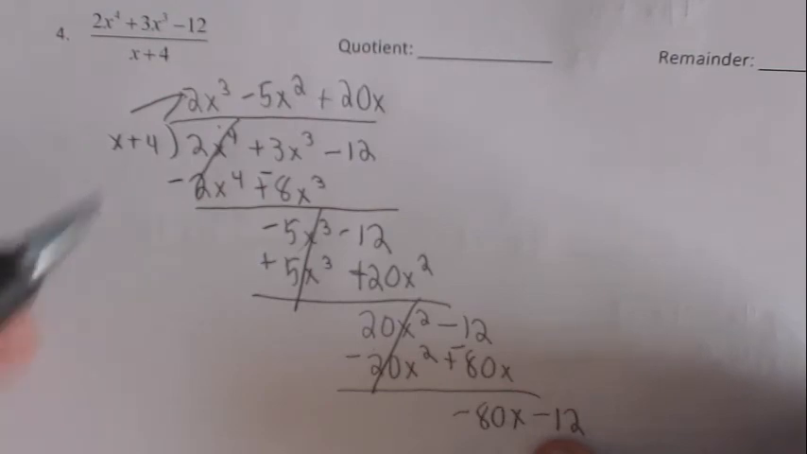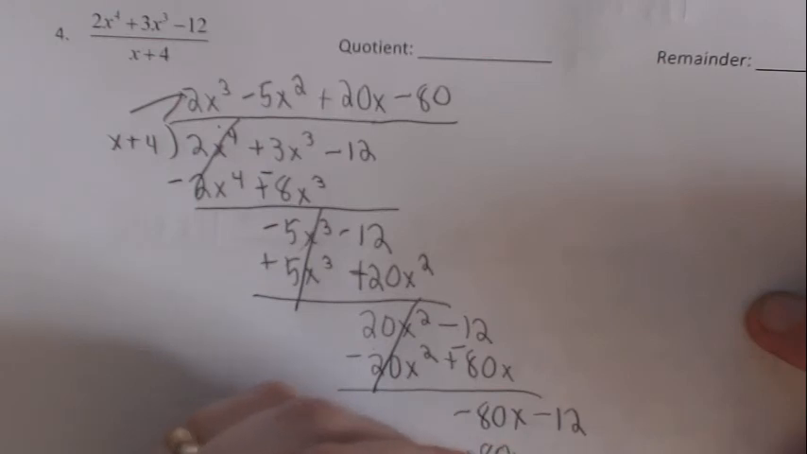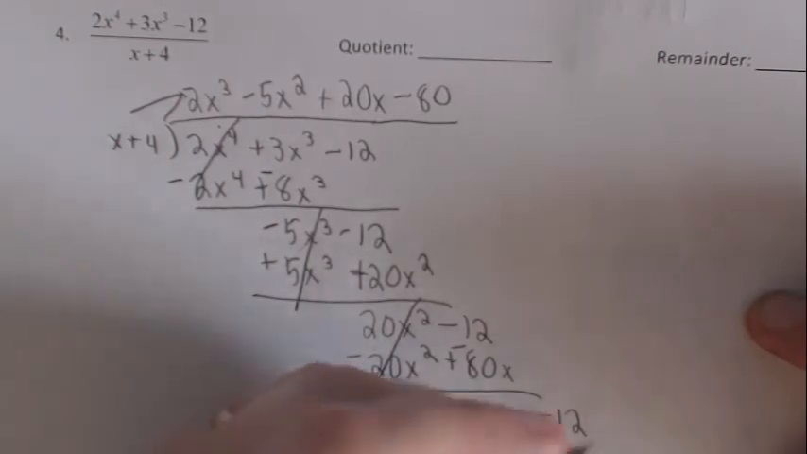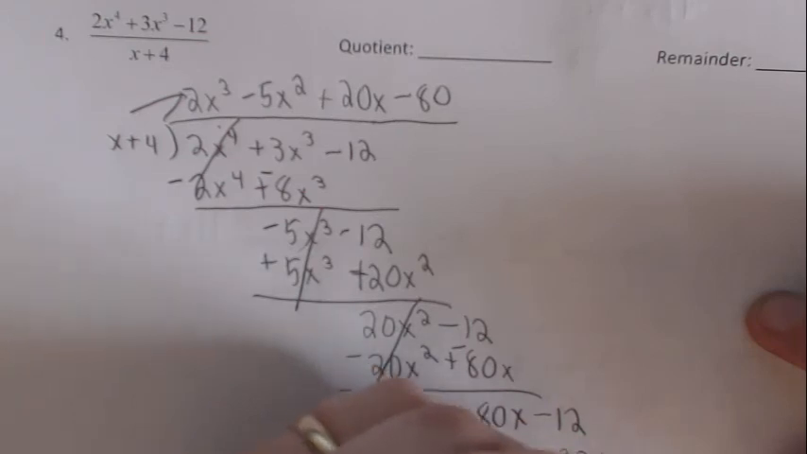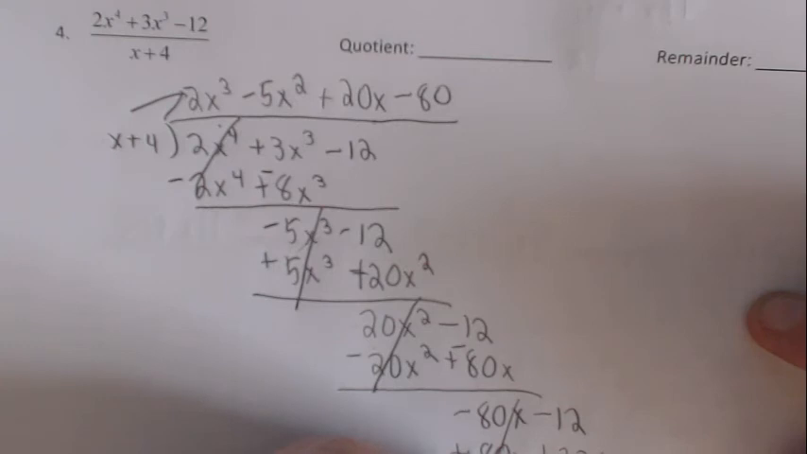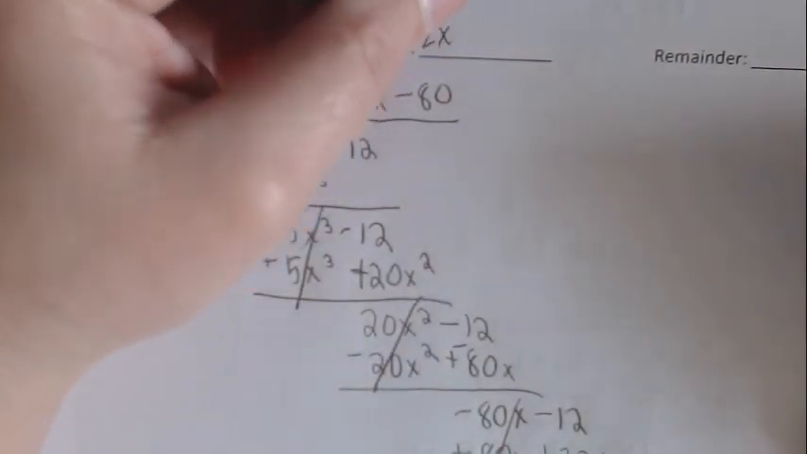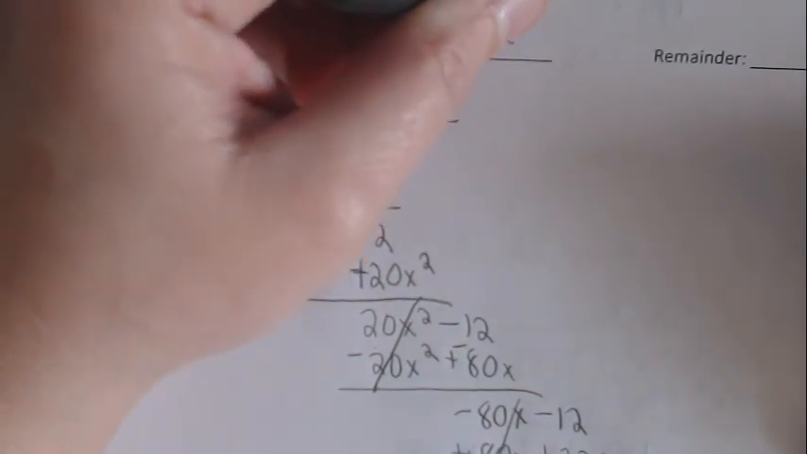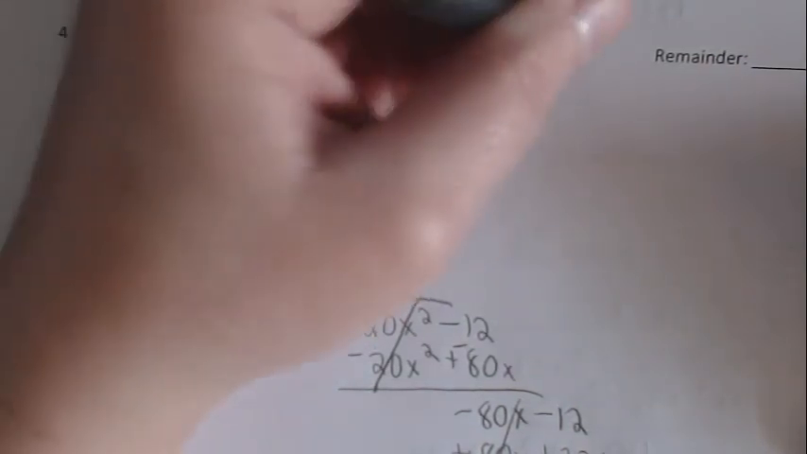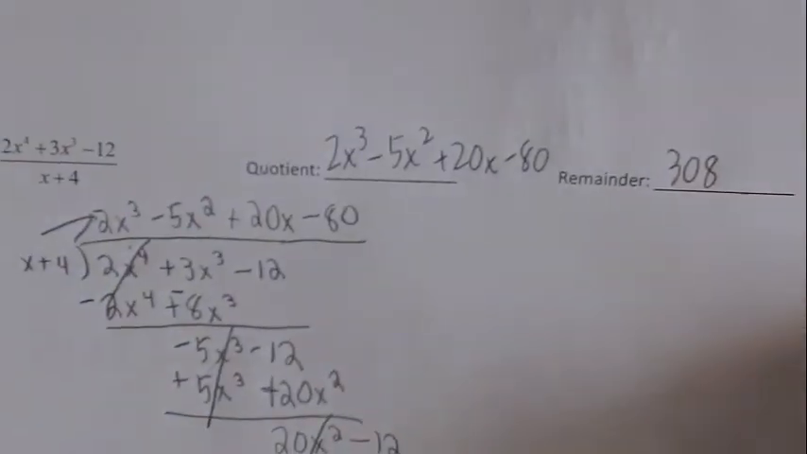Negative 80x divided by x is negative 80. Negative 80 times x is negative 80x. Negative 80 times 4 is negative 320. Draw your line, change the sign, cancels. 320 minus 12 is 308. Positive. Degree 0, degree 1, you're finally done. So your quotient is 2x cubed minus 5x squared plus 20x minus 80. The remainder is 308. There you go.